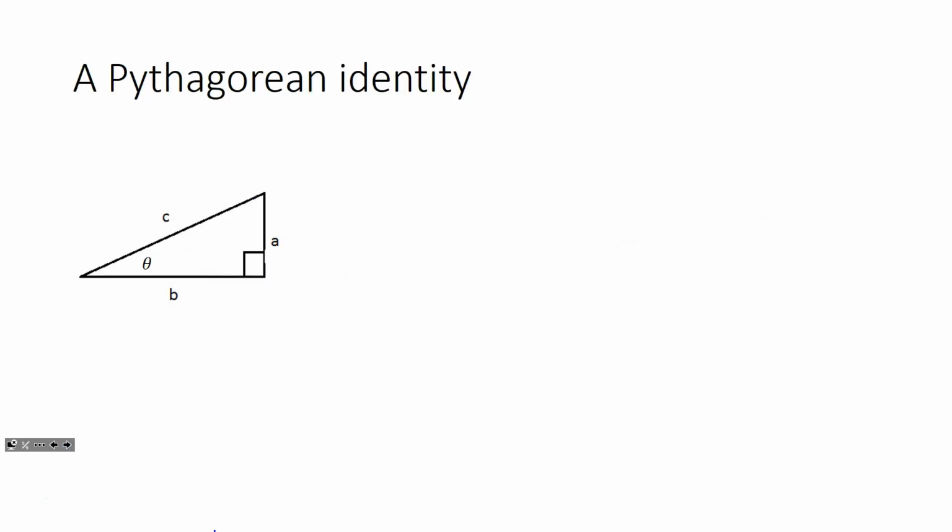Here I'm going to demonstrate how we can get a Pythagorean identity. A Pythagorean identity is an identity that comes as a consequence of the Pythagorean theorem. If we look at this triangle where our legs are a and b and our hypotenuse is c, we know that a squared plus b squared is c squared. That is the Pythagorean theorem.